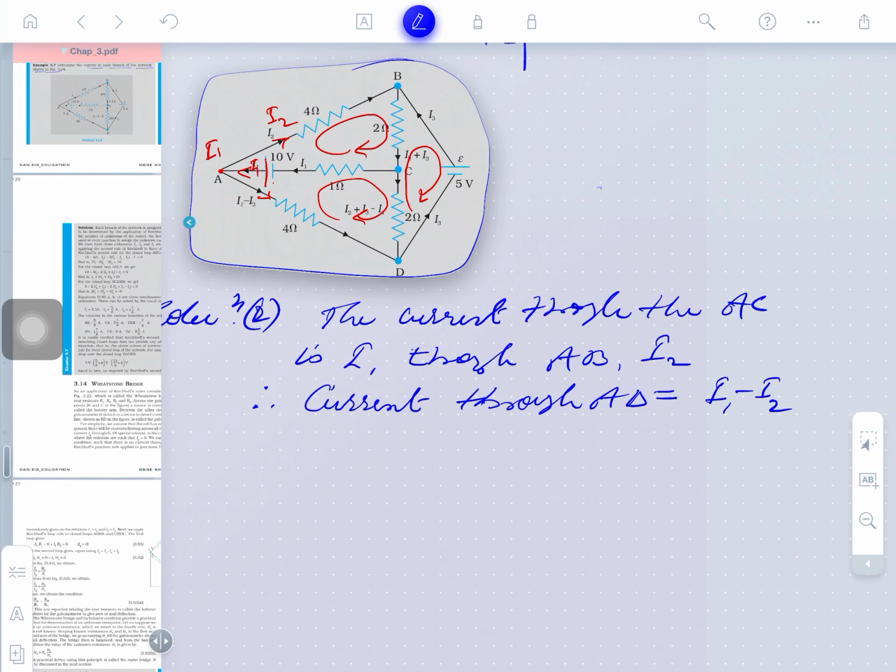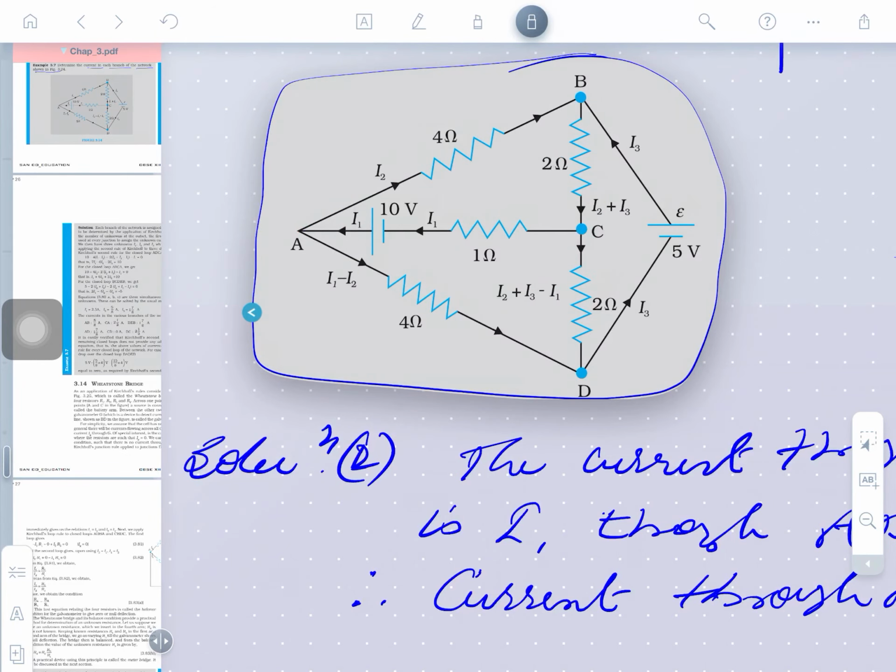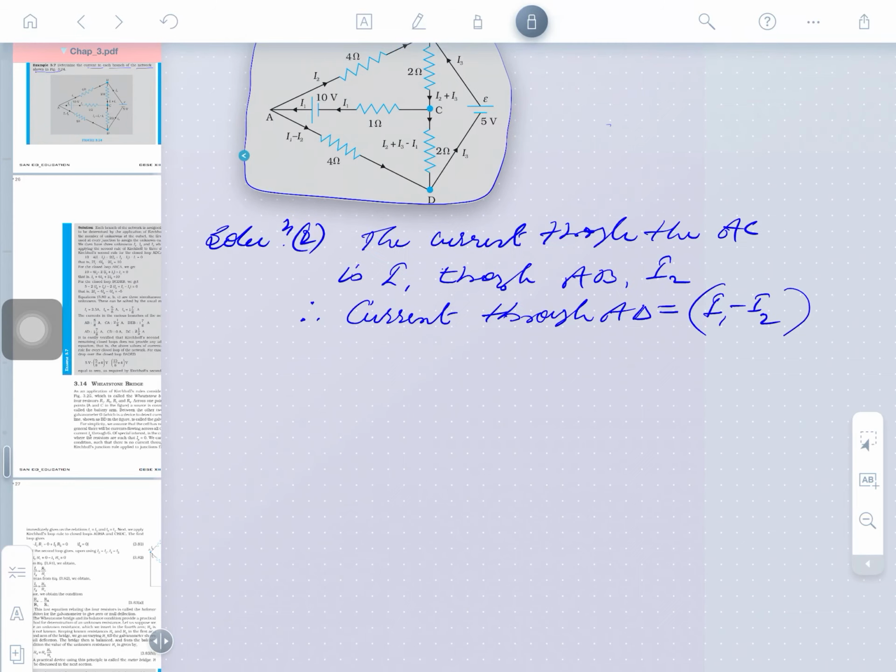I1 minus I2, because I1 current is reaching the junction, and I2 is going from here, so only I1 minus I2 is left. Here we employed the junction rule. Is that clear? So there is the junction rule, I1 minus I2. We'll remember that this current we have taken here is I1 minus I2.